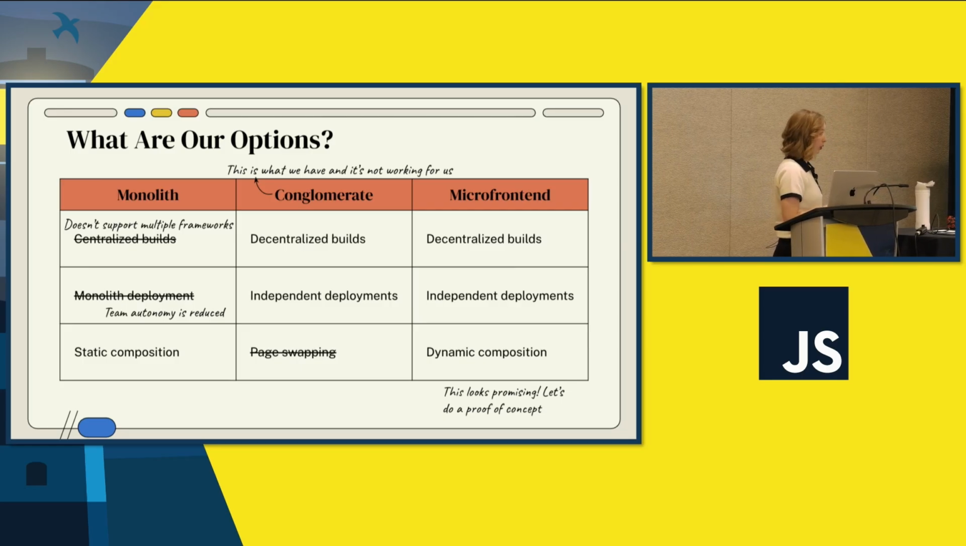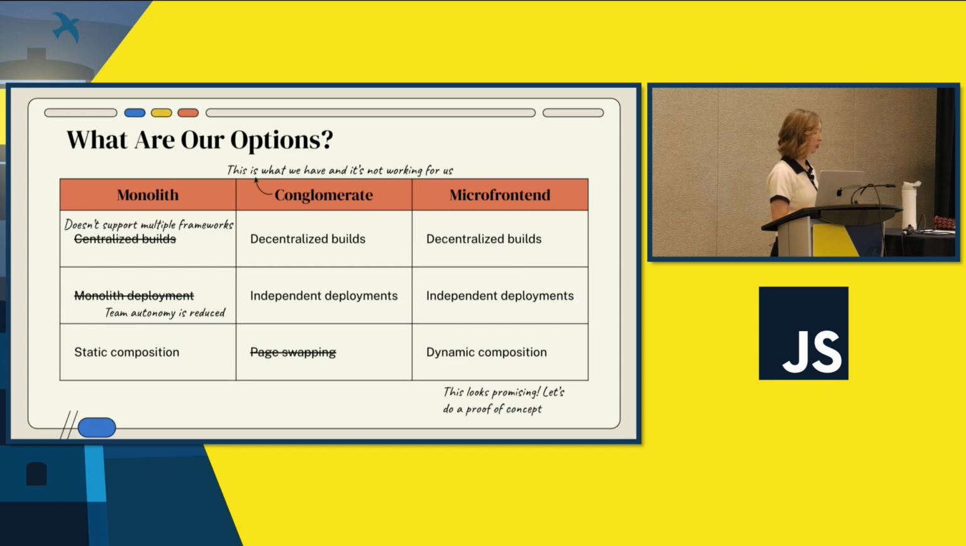This doesn't support multiple frameworks, so it wasn't a great option up front for us because we didn't want to pick up all of our Ember code and move it to React quickly. The other thing is that a monolith deployment really reduces team autonomy. So we were going to end up stepping on each other's toes, and we wanted to keep that autonomy. Our teams really appreciate that. It fits into our engineering culture, so it's something we wanted to hold on to if we could.